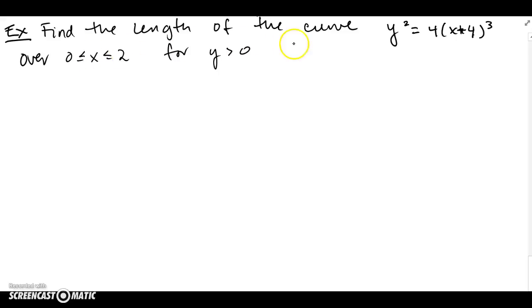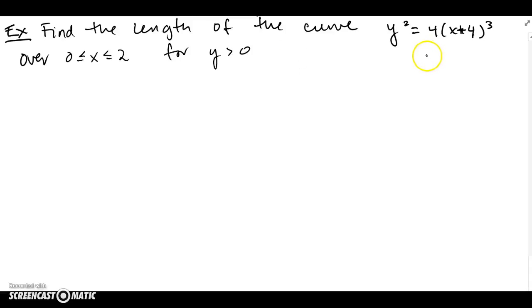Okay, so find the length of the curve for y squared equals 4 times the quantity x plus 4 cubed over the interval x between 0 and 2 for y values being greater than 0. So we know that this has two pieces involved because there's a y squared, so it's not a function, but they want us to restrict it to y being greater than 0.